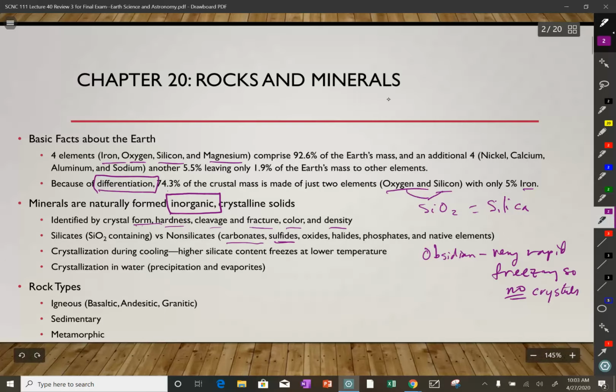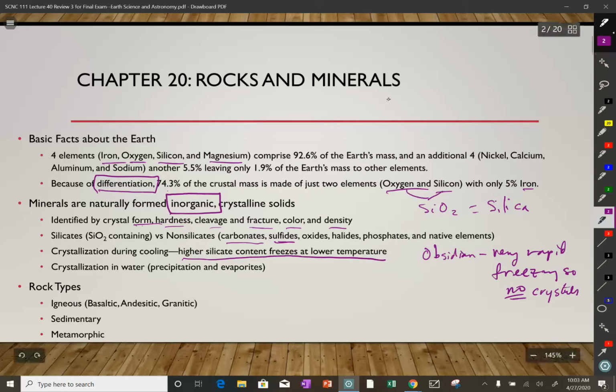Things with a higher silicate content freeze at lower temperature. So as you're cooling, the things that freeze first are the things that don't have much silicate content. And the last things to freeze, because they freeze at the lowest temperature, are the things with high silicate content. So we had a homework problem where you had to calculate how much silicate content you had in different materials, so you could rank them based on their silicate content, which one was going to freeze first. You can also have crystals form in water where you have precipitation and evaporites.